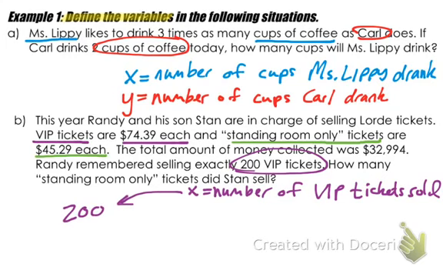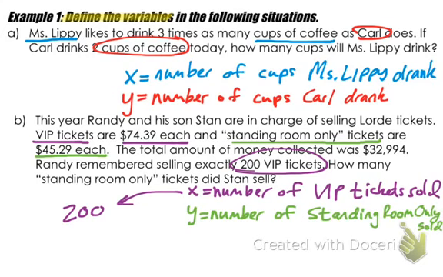Going back a little bit, it does give us that Randy sold exactly 200 VIP tickets, but if we didn't know that, we would still define what our variable would represent. So going back to our second variable, we can use y, and that would represent the number of standing room only tickets. As much as possible, be as specific as you can when you define your variable so you know what it means.